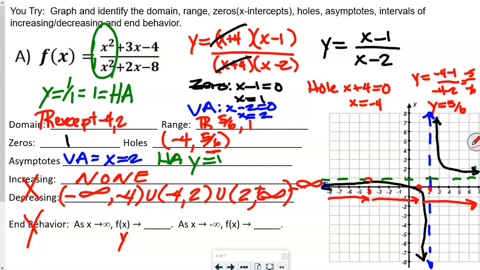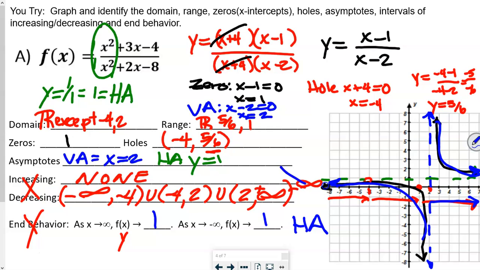Now, when we're talking about end behaviors, we're talking about y's, because this says as we approach positive infinity, what's happening to our graph right here, guys? It's coming down, approaching that horizontal asymptote, right? So it's approaching 1 here. And as we go towards negative infinity, what's it approaching as well? Also 1.